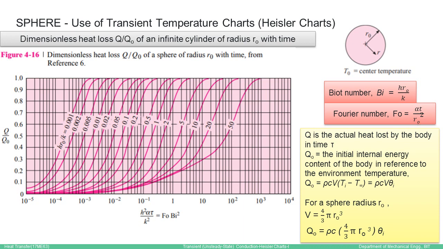For a sphere of radius r naught, the volume is given by 4 by 3 pi r naught cube, since r naught is the outer radius. Because of that, Q naught, that is the initial energy content of the body, is equal to rho c multiplied by 4 by 3 pi r naught cube multiplied by theta I.